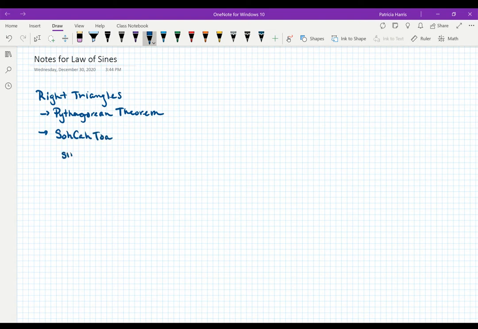So if you remember, that was sine of an angle equals opposite over hypotenuse. Cosine of an angle equals the adjacent side over the hypotenuse. And finally, tangent of an angle is opposite side over the adjacent side. Okay, so the problem with that is that not every triangle is right.